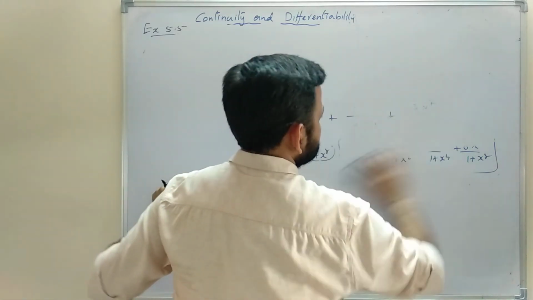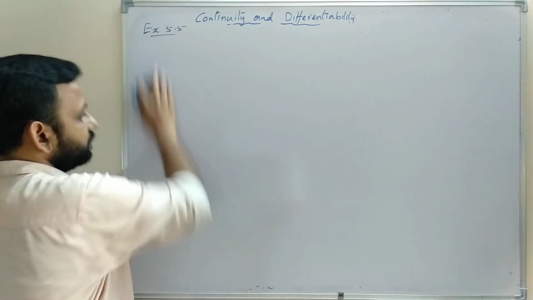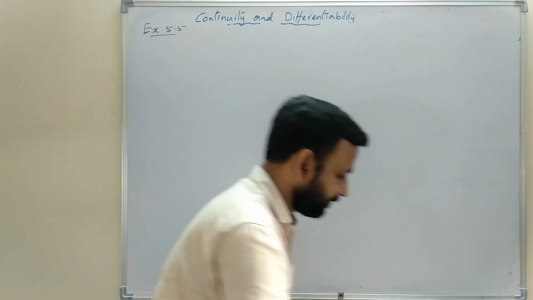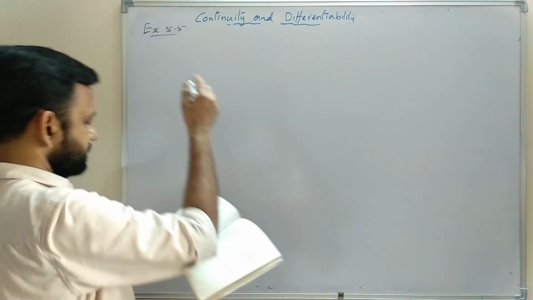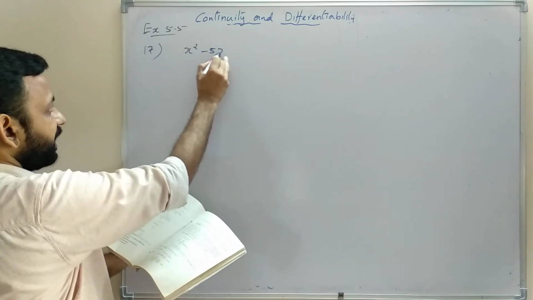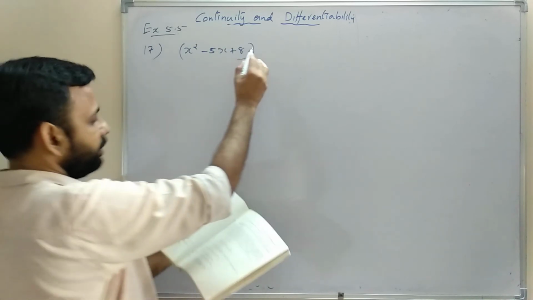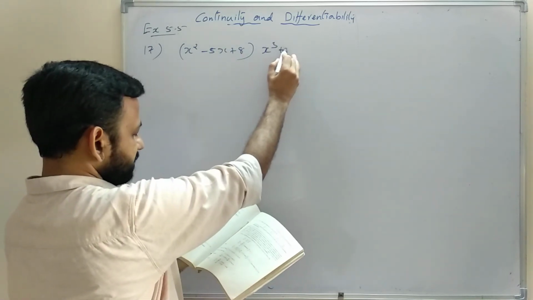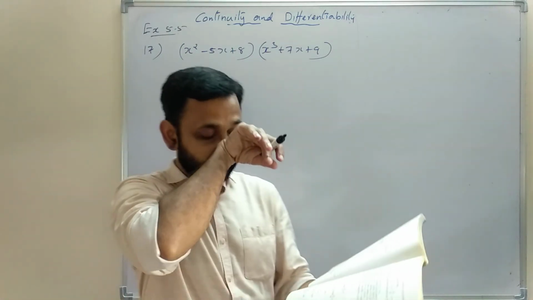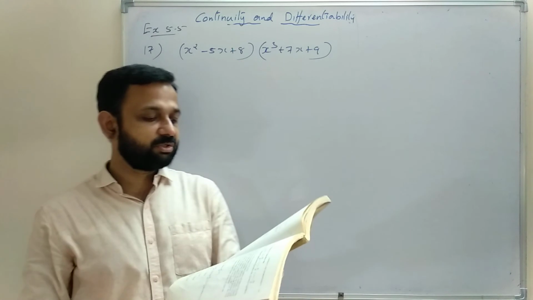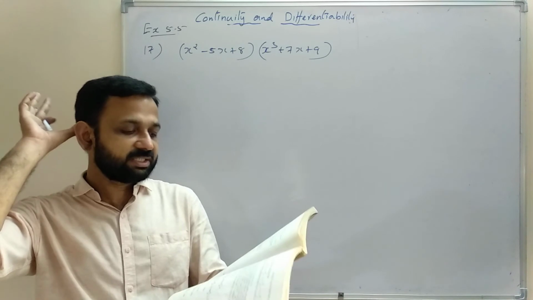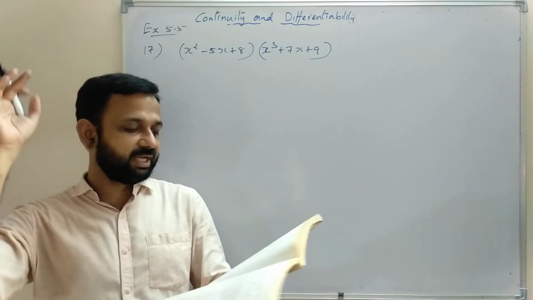Question number 17. Differentiate x square minus 5x plus 8 into x cube plus 7x plus 9 in three ways mentioned below. First one is using the product rule. Second one by expanding the product to obtain a single polynomial. Third one by logarithmic differentiation.